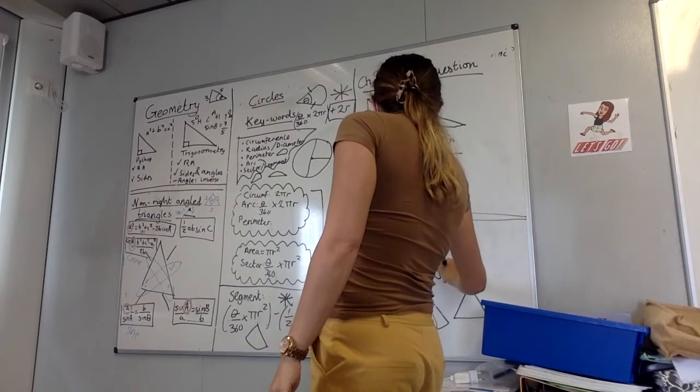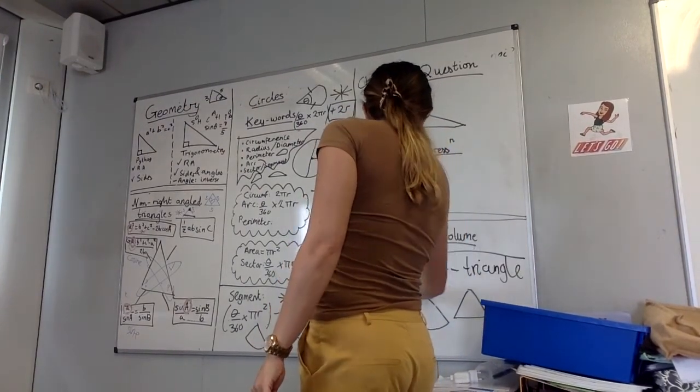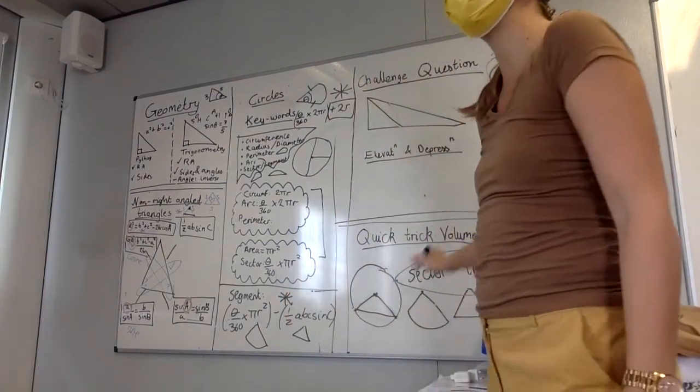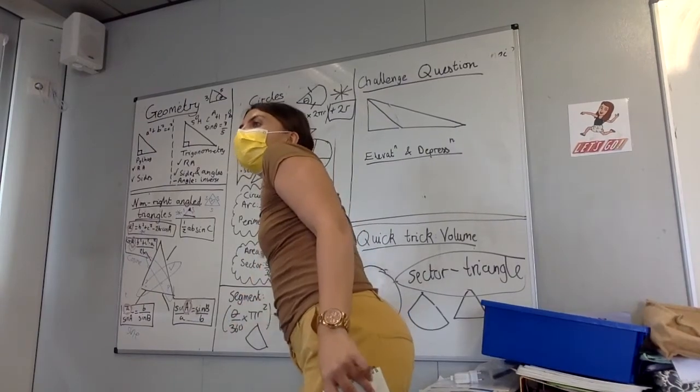I thought the segment is sector minus triangle. So actually, all you need to remember is sector minus triangle, and then you just substitute the relevant things in. That's the sector, that's the triangle.